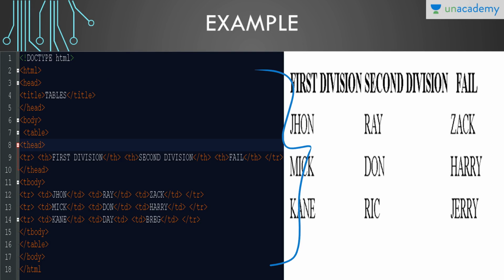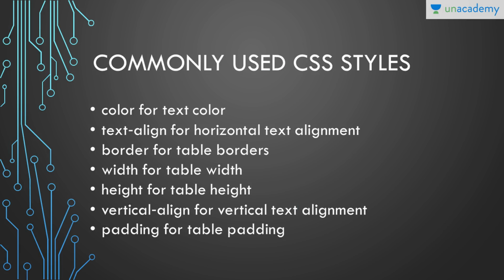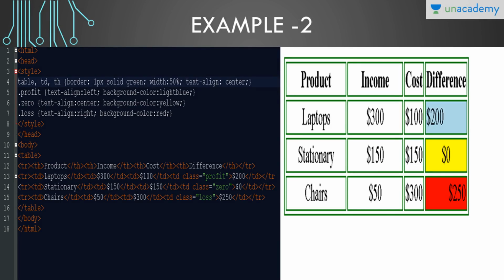Here you can see in the next slide, these are the most commonly used CSS properties with our table, right? We can give the color to our table, we can align them horizontally, we can give the border to our table, we can adjust the width and the height. We can also change their alignment, and we can give the padding, the gap between our text, right? So in this way we can change it.